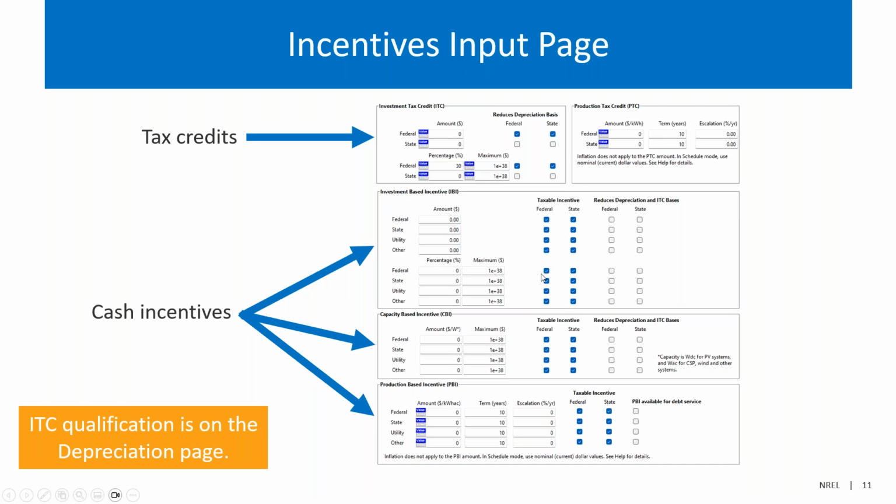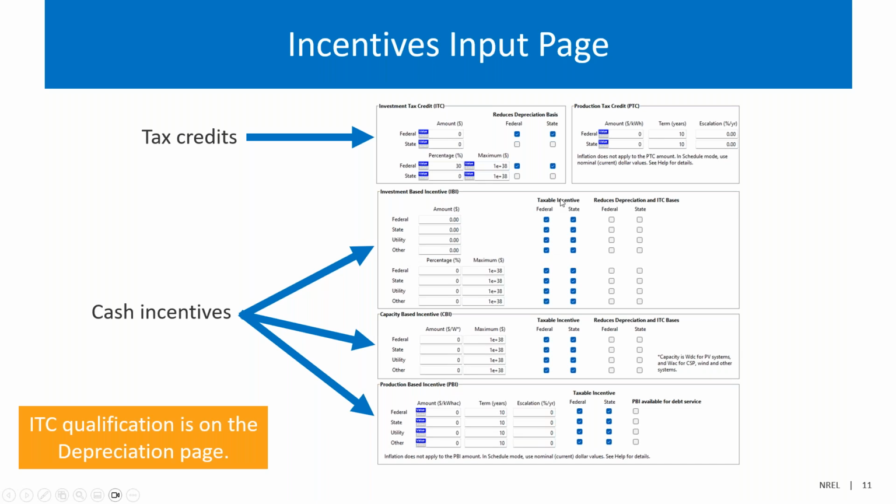And some of these boxes are checked or not by default. I'm showing the default state of the incentives page, but you'll want to be sure to check and uncheck those boxes as needed for your incentives. The cash incentives here, there's 3 groups of inputs for IBI, CBI, and PBI. And for each type of incentive, there's up to 4 different providers.